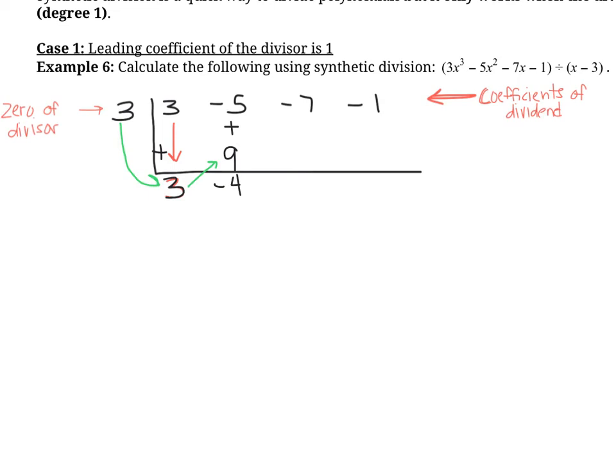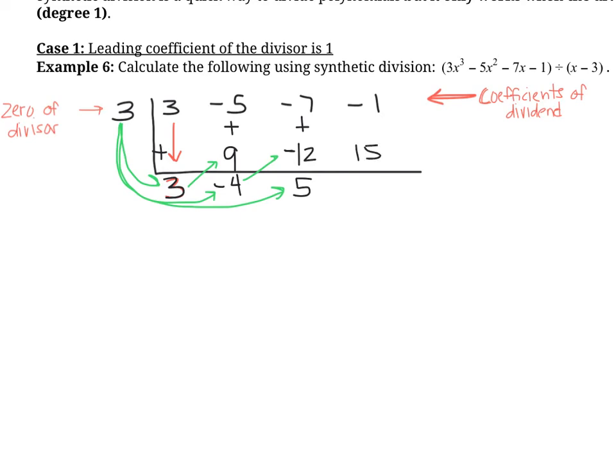Then our next step is we're going to take this 3 and times it by -4 and bring it up here. So we have 3 times -4, that's going to make -12. And again, we're going to add. So -7 plus -12 is going to give us 5. And we're going to keep on rolling. So we've got 3 times 5, and that's going to give us 15.